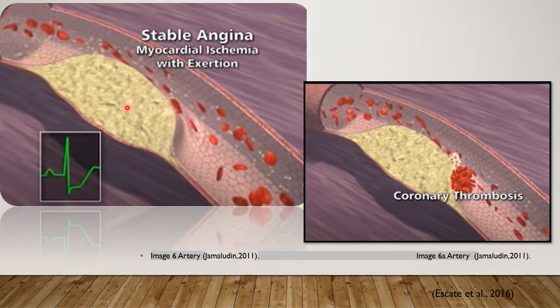This phase is termed stable angina because it can be predictable and one can stabilize blood flow by putting the body at rest. Death at this stage is usually only due to situations in which a piece of that plaque broke off and formed a clot. This would be termed coronary thrombosis, and that's what you can see on the image to the right.